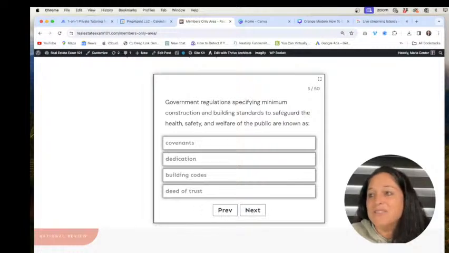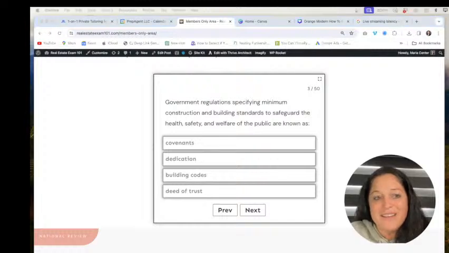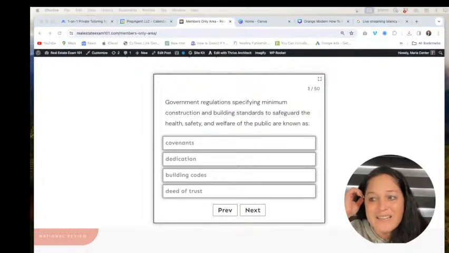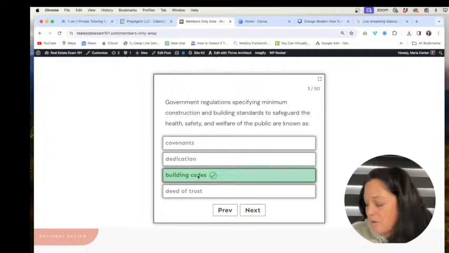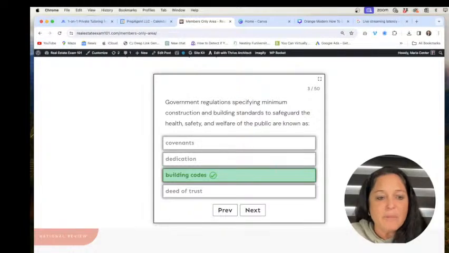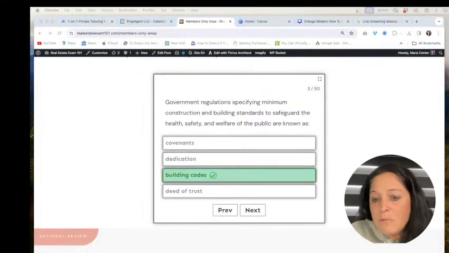Government regulations specifying minimum construction and building standards to safeguard the health, safety, and welfare of the public are known as: covenants, dedication, building codes, or deed of trust? What would be the government regulations specifying the minimum construction and building safety standards? Of course, those would be building codes. And why are building codes important? Why do we care about building codes? Well, because they would keep everything safe.